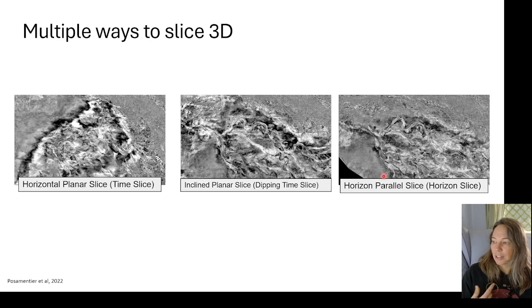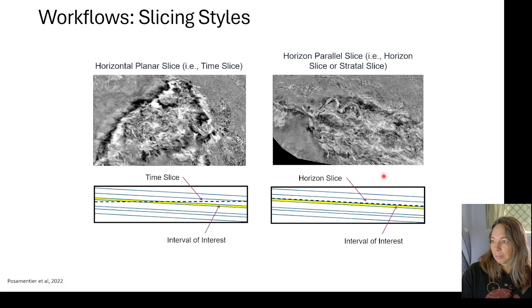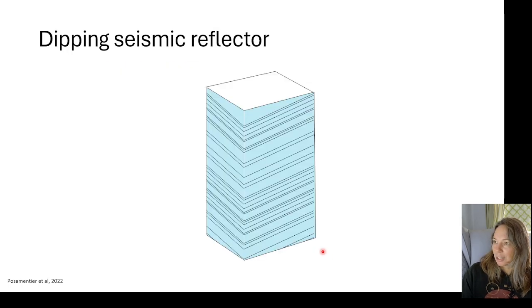As I mentioned in a previous lecture, you can also do an inclined planar slice, so a dipping time slice, if you want to quickly image the channel without spending the time to do the full horizon mapping. Here's an example of what those may look like. In the time slice, we're cross-cutting and only seeing that yellow interval of interest of that channel system for a little while. While with horizon parallel slicing, if there's a fairly steady dip, we can mimic a horizon slice and see more of the channel.